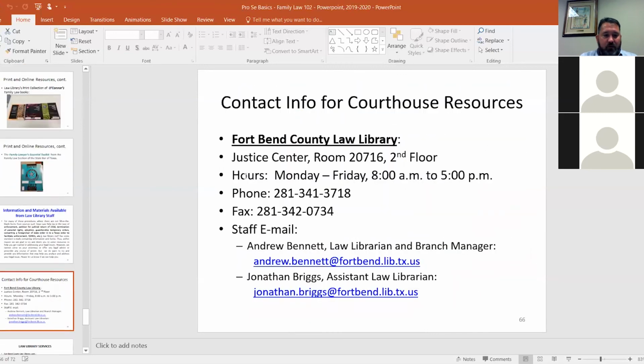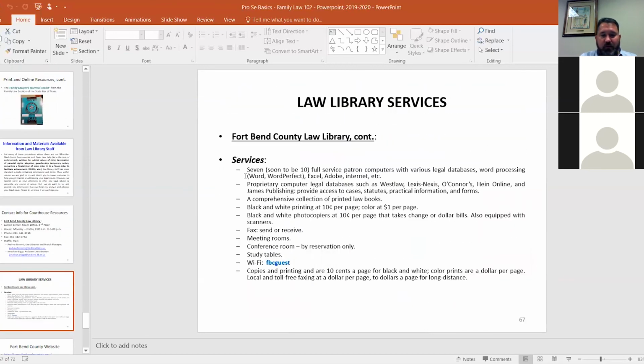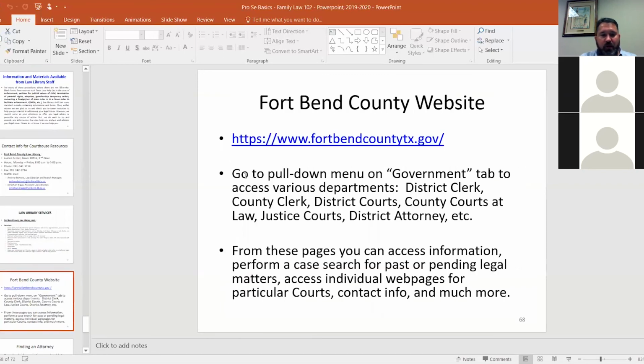Like I said, we're here to help. We've got other things. We've got computers, copiers, and fax machines. We have meeting rooms that obviously we can't use at this point given the coronavirus, but we're going to get back up and running fully at some point. We might have to do some social distancing, of course, but eventually we're going to reopen. But we're here for you anyway.